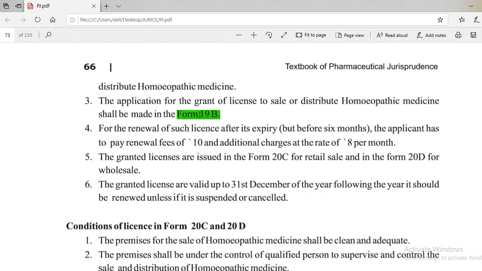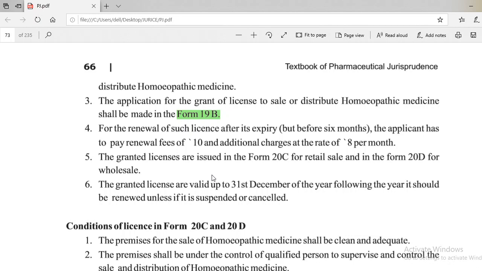For the renewal of such license after its expiry, but before 6 months, the applicant has to pay renewal fees of 10 and additional charges at the rate of 8 per month. If you apply after 6 months, then after 1 month or 2 months, he will pay either 18 rupees or he will pay 26 rupees. I mean, whatever the month he will delay to apply for renewal, that he has to pay.